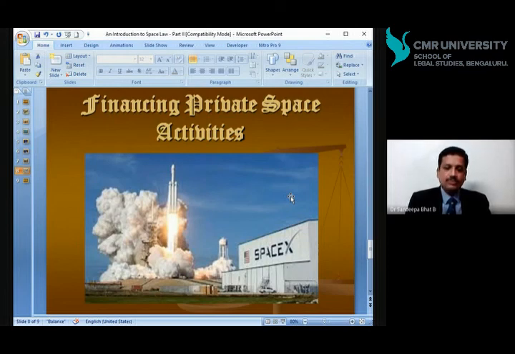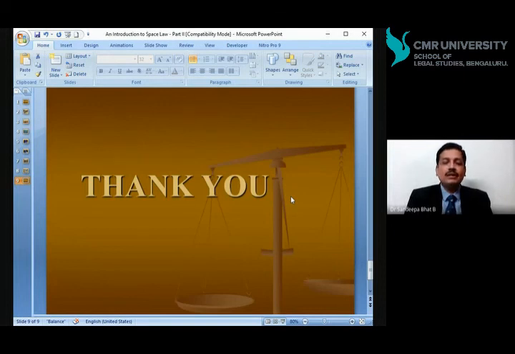So this is all with respect to the different practical aspects in the field of space activities. Of course, again, it's just a brief outlook of the practical significance of space law, and nothing more than that.